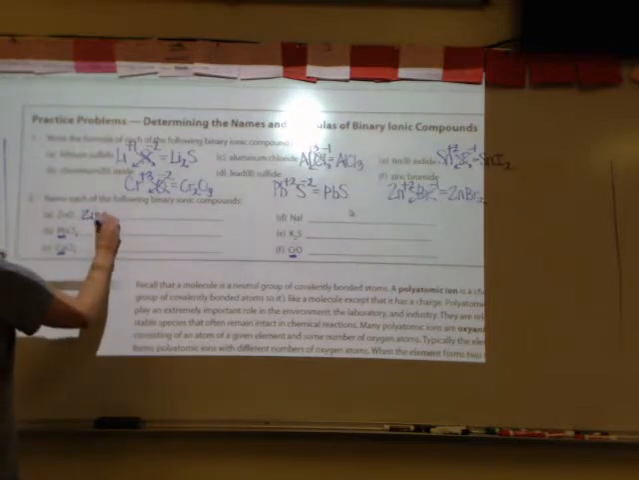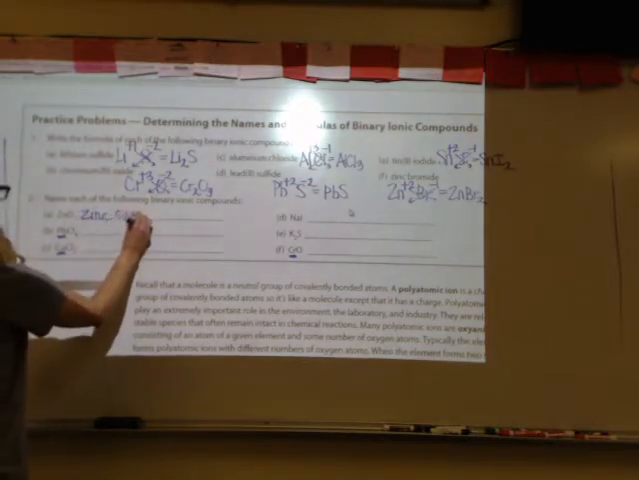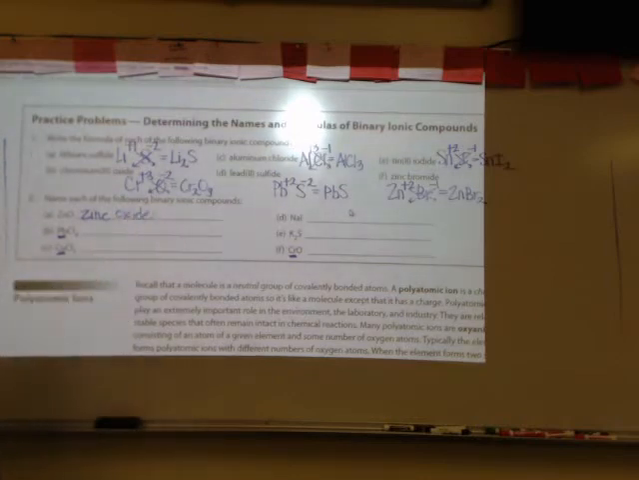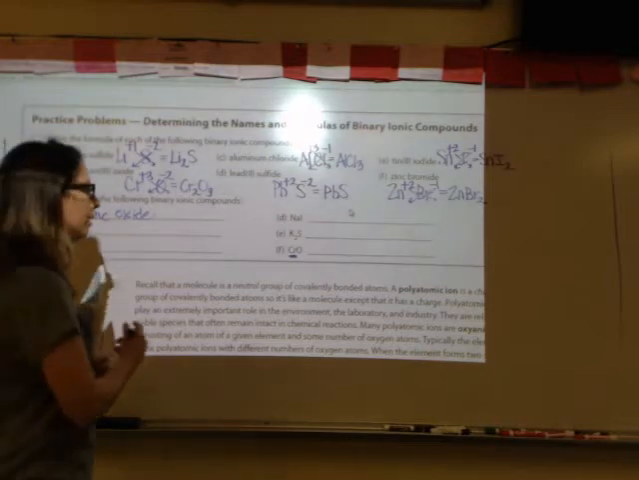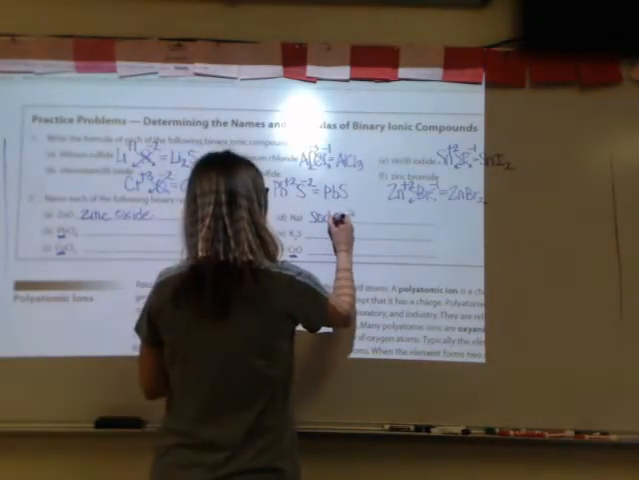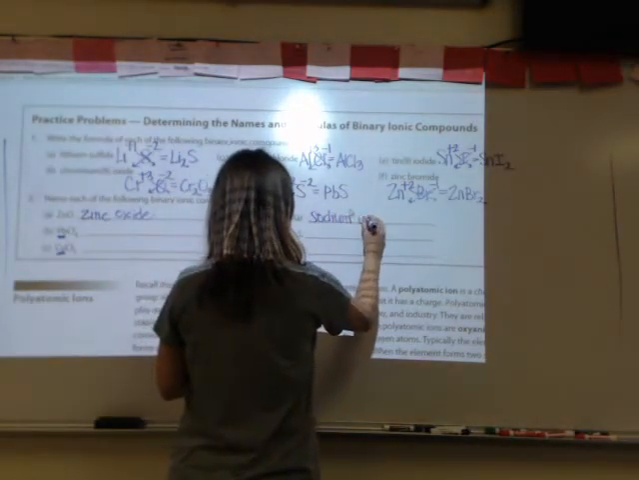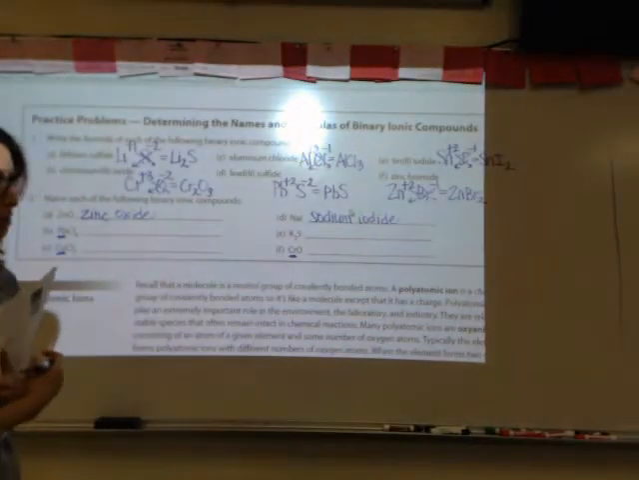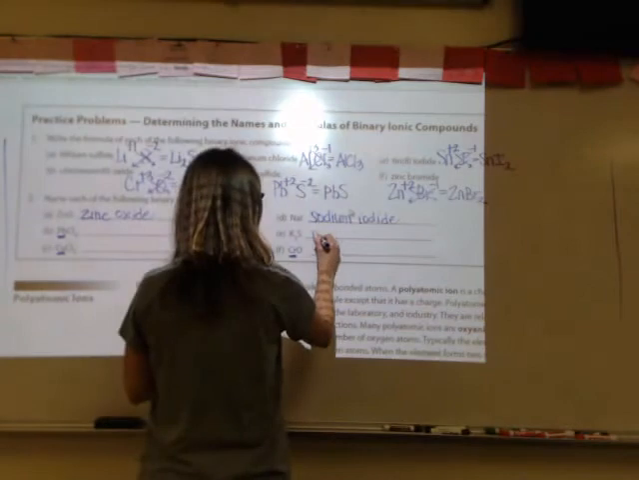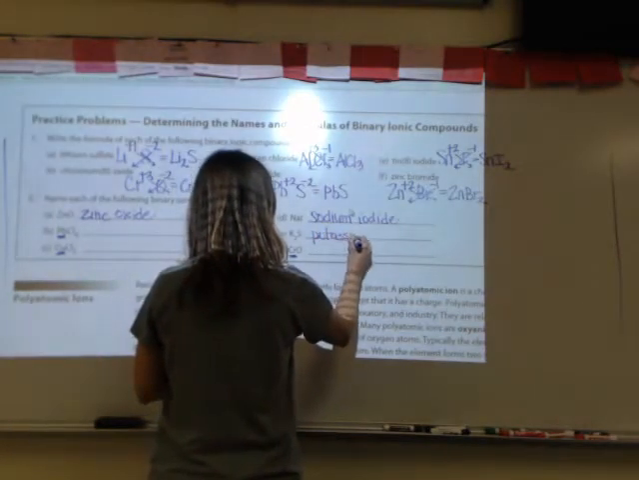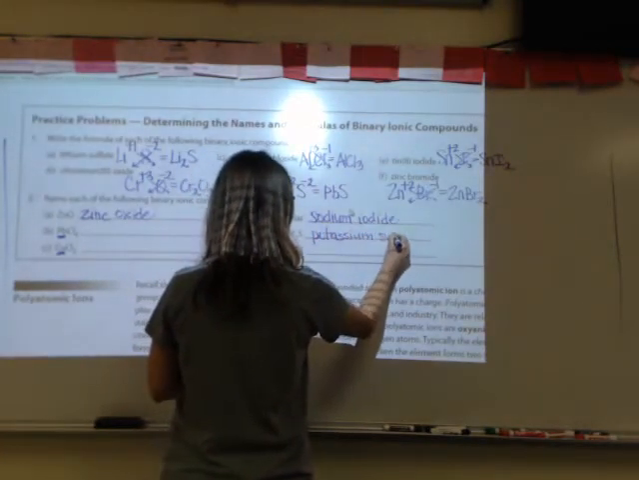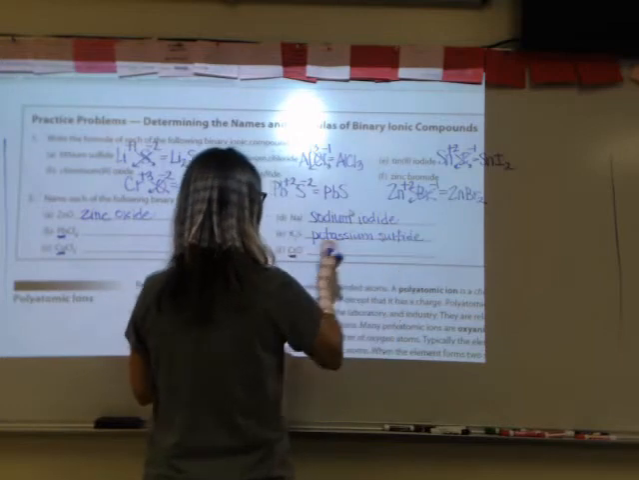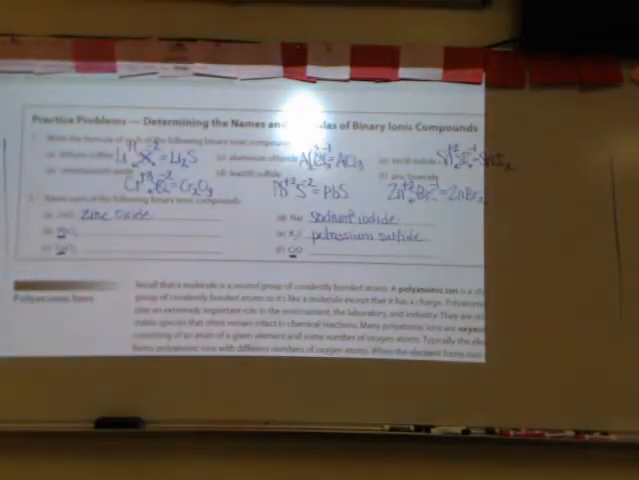Zn is zinc. Has an assigned charge, I can just name it. O is oxygen, I change the ending to "ide", that is oxide. D, Na is sodium. I is iodine, I change the ending to "ide", that's sodium iodide. For E, K is potassium. S is sulfur, I change the ending to "ide," I get sulfide.